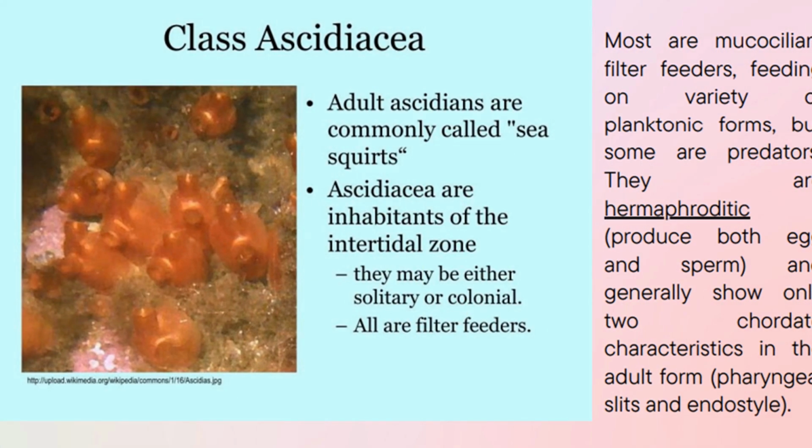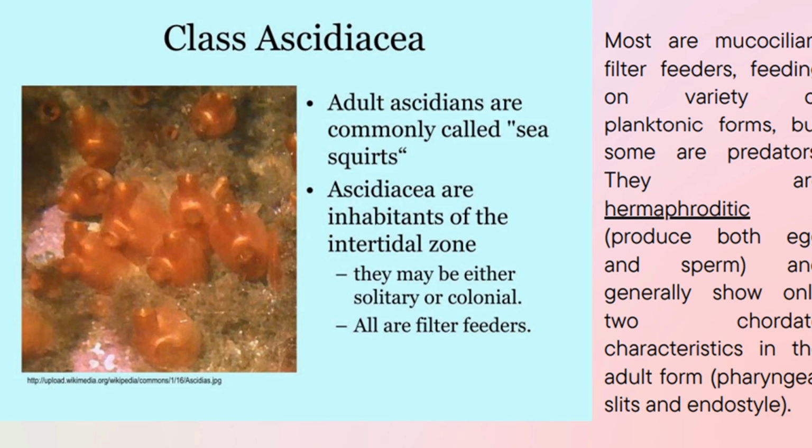Class Ascidiacea. Adult ascidians are commonly called sea squirts. Sea squirts are inhabitants of the intertidal zone. They may be either solitary, colonial, or composite. They are all filter feeders. Most are mucociliary filter feeders, feeding on a variety of planktonic forms, but some are predators.